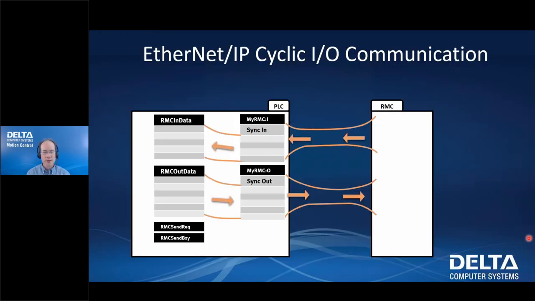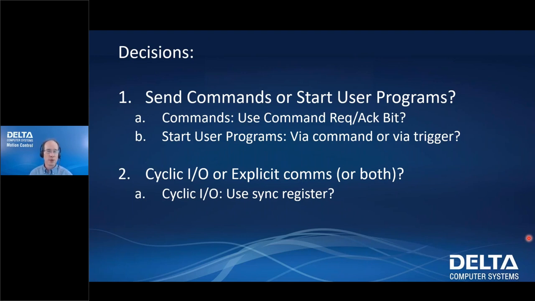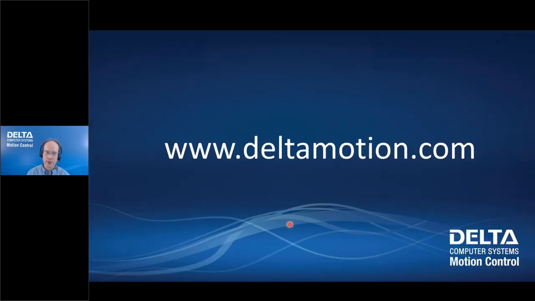To summarize, some of the main decisions you have to consider when you're doing PLC is, do you want to send commands or start user programs? And of course, you can do both. If you send commands, you want to use a command request acknowledgement. If you start user programs, do you want to start them via a command, so you can actually send the start task command, or via a trigger as I showed? And do you want to do cyclic I/O or explicit communications, or both? And if you do cyclic I/O, do you want to use a sync register? So these are some of the main decisions, and hopefully what we've gone through and explained will help you make these decisions.